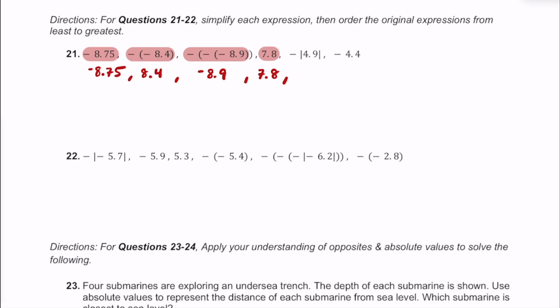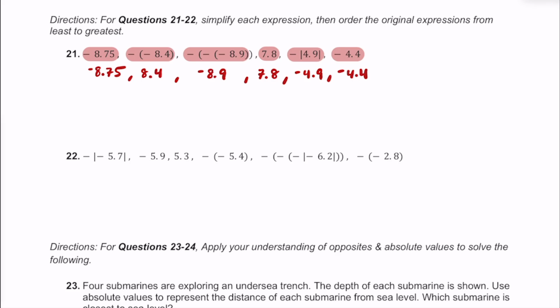For this next one here, we have this absolute value of 4.9, but we have the opposite of whatever that absolute value is. The absolute value is positive 4.9, but the opposite of that is going to be negative 4.9. Finally, we have this negative 4.4. Can't really do anything with that. It's just the opposite of 4.4, which is negative 4.4.